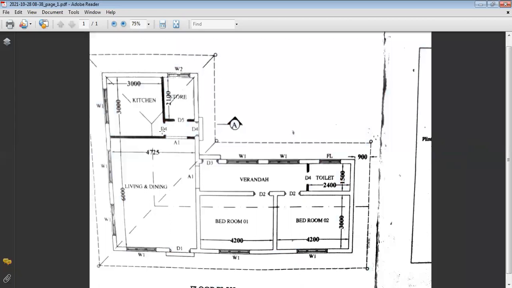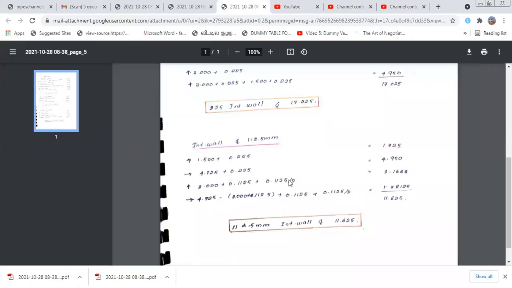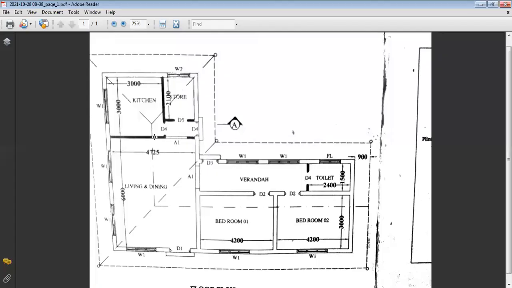The next one, this area, 3,000 plus 112.5 divided by 2 plus 225 divided by 2. Okay, here 3,000, 112.5 and 225 divided by 2 equal to 112.5. Okay, total area 3,168 millimeter.